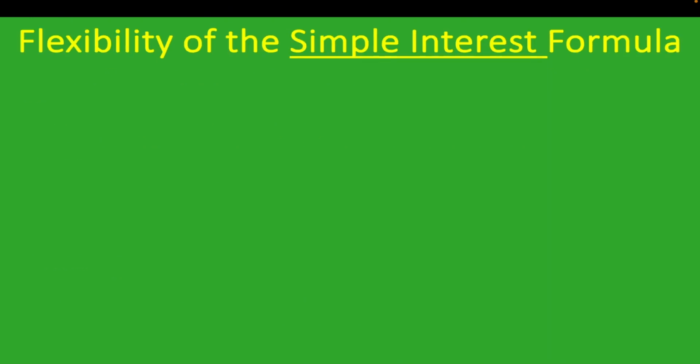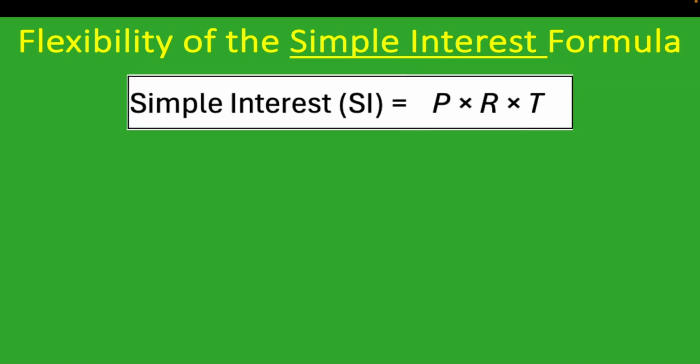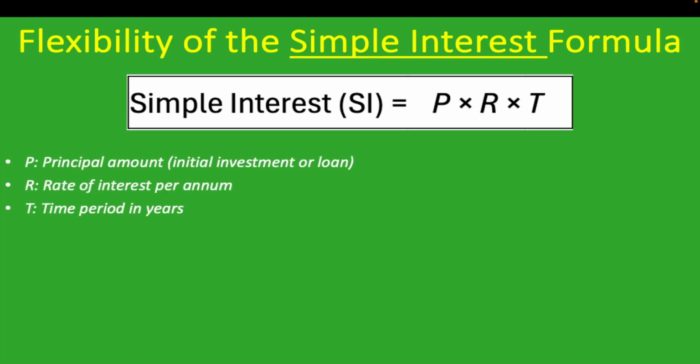And so that is what we call the flexibility of the simple interest formula, where we can rearrange the formula and get any of the missing variables. Remember, the simple interest itself can be missing, and that's why we use this formula here to get the simple interest, or the principal amount could be missing. So how would we rearrange this formula here to get the principal amount if it's missing? And remember, the P there is the principal amount, the R is the rate of interest per annum, and the T is the time period in years.